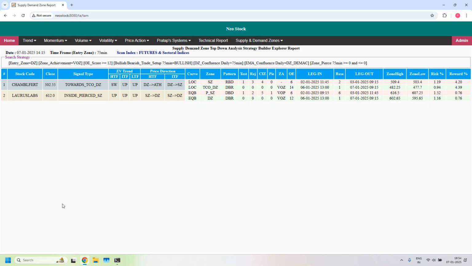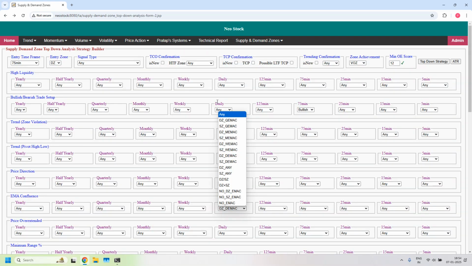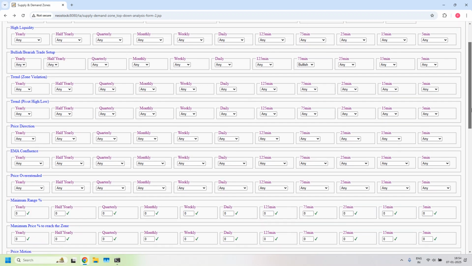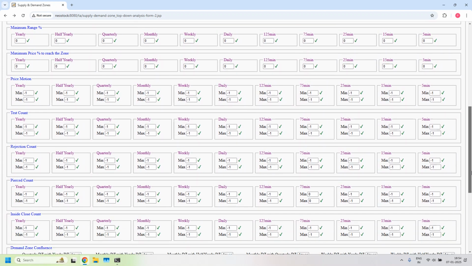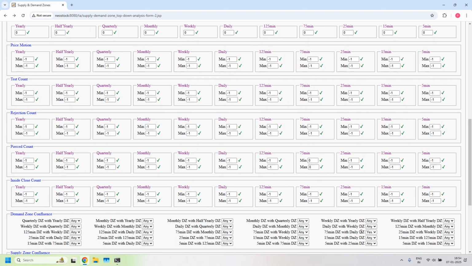Okay, next we can further filter based on LTF, ITF and HTF demand zone confluence. I am removing EMA filter. In the demand zone confluence, 75 minutes, daily and weekly demand zone confluence we have to set. First filter is already enabled, 75 with daily zone confluence. Next 75 minutes demand zone with weekly demand zone confluence. Third filter daily demand zone with weekly demand zone confluence.